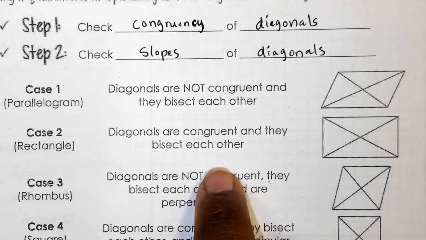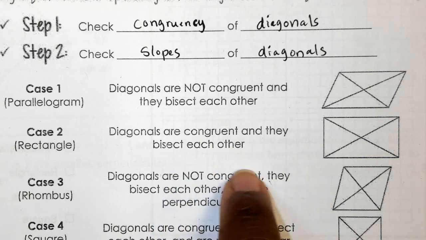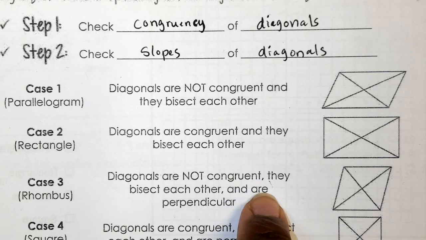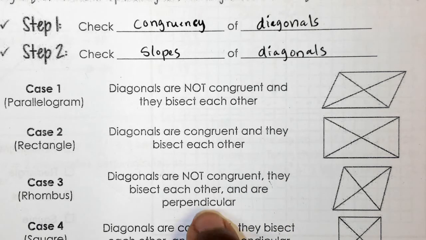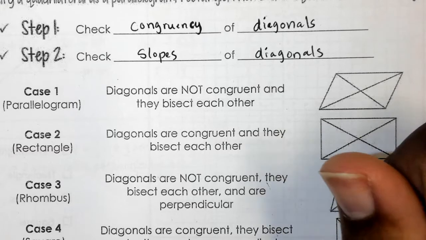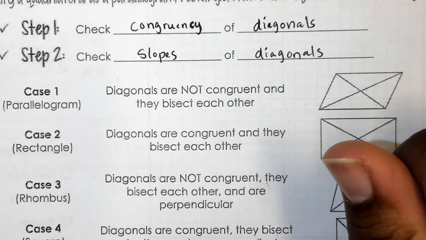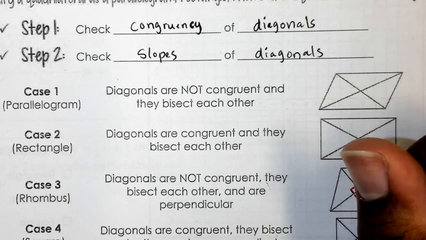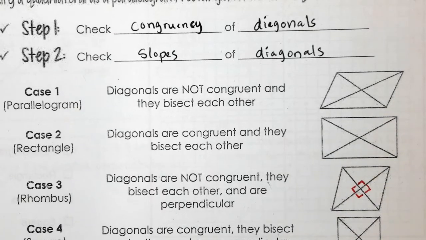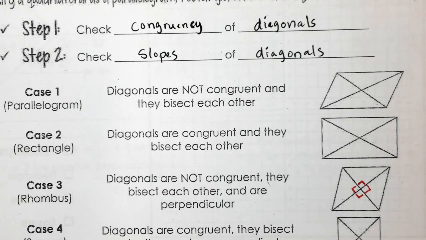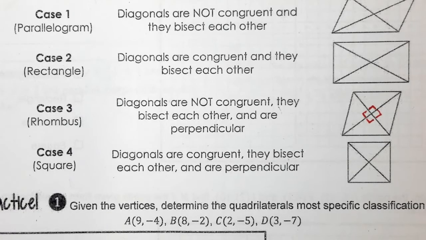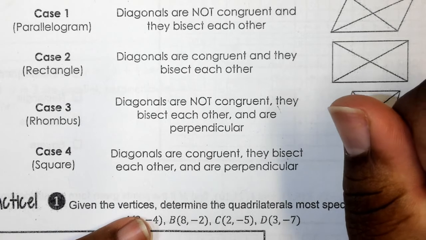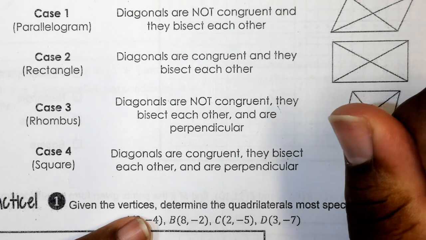If it's a rectangle, the diagonals are congruent and they bisect each other. If it's a rhombus, the diagonals are not congruent and they are perpendicular, meaning they create right angles. So if it's going to be a rhombus, the diagonals won't be congruent to each other, but the diagonals will be perpendicular. So they'll have perpendicular slopes, which I'm going to remind you of down here at the bottom too. If it's a square, the diagonals will be congruent to each other and perpendicular, so you have right angles on this one too.